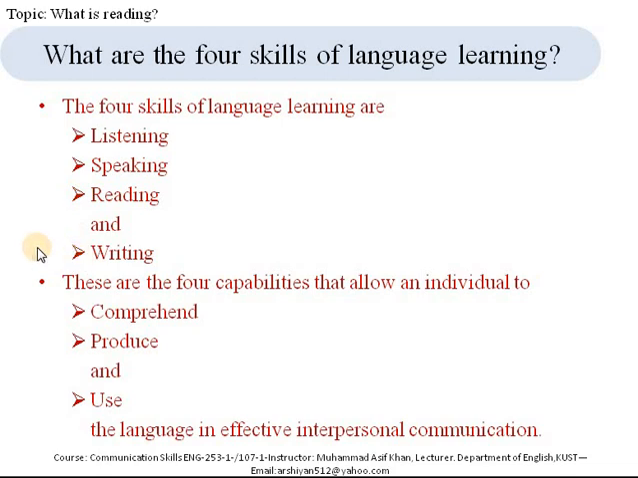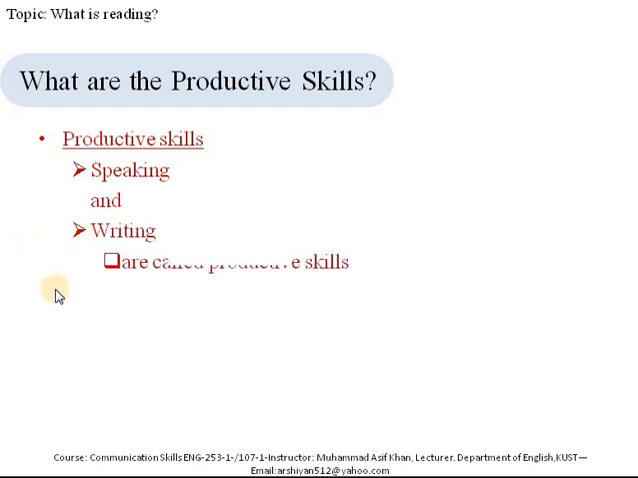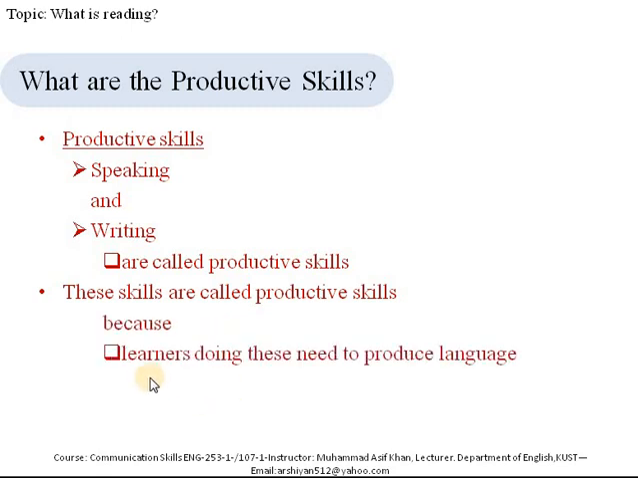Now I will further explain these skills and divide them into 2 main subdivisions. The first is productive skills. Speaking and writing are called productive skills, because these are the skills where you are producing language. Why do we call these 2 skills productive skills? We call them productive skills because when you are using these 2 skills, you actually need to produce language.